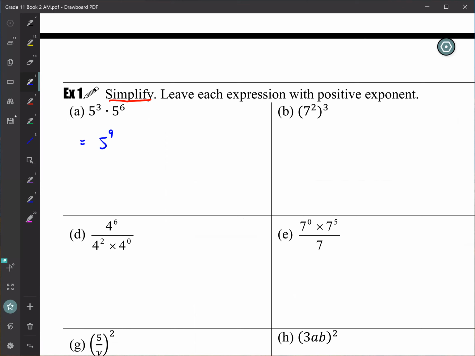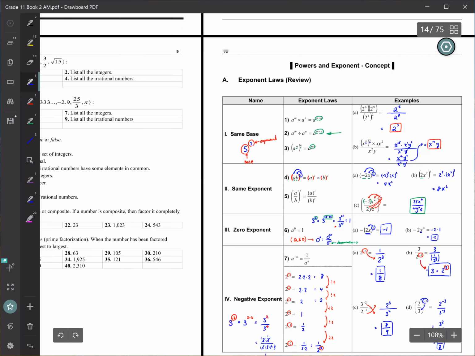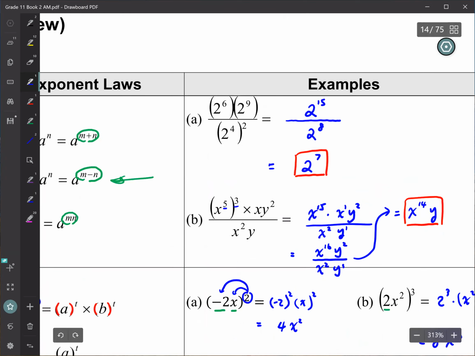You just leave your answer with positive exponent. Remember the keyword here, positive exponent. So if it has a negative exponent, you have to find a way to move it to the other side and then leave your final answer positive and simplify as much as possible. Simplify refers to something you've done here. You have many exponents here, you simplify into one, like question A and B.